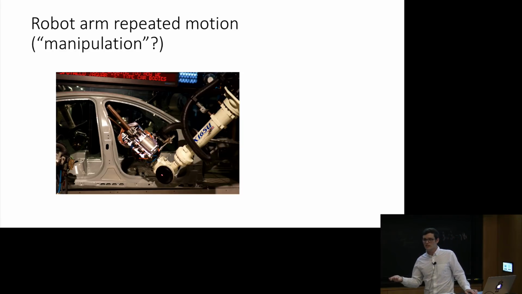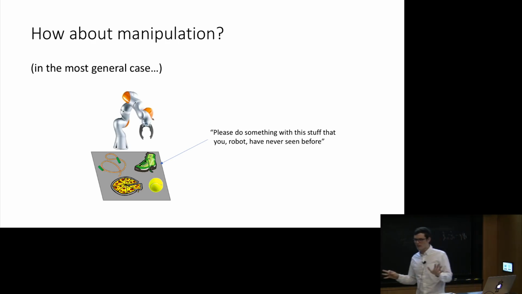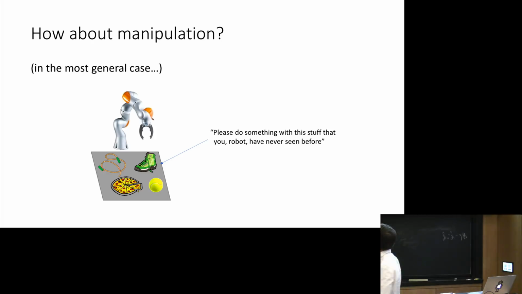So we're talking about manipulation today. You might think, oh, manipulation, I've seen a bunch of robots in factories painting stuff and welding stuff. That is a type of manipulation, but that's a fully actuated system. And again, different types of motion planning controllers are useful, but we don't think of that as hard a problem as some of these other ones. So now let's think about general manipulation, where the problem here is we've got some robot and we put some stuff in front of it that it's never seen before, and we say, hey, robot, do something with this.